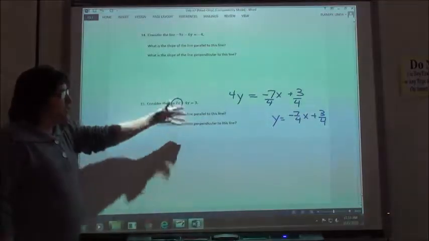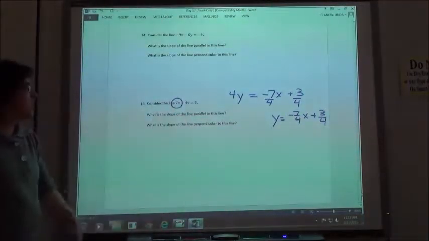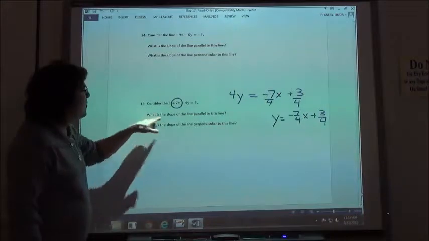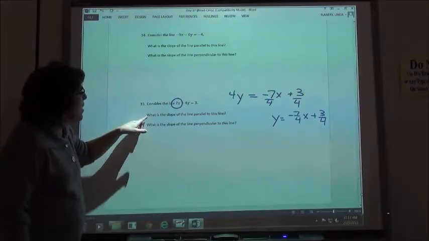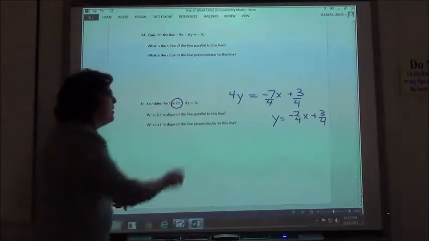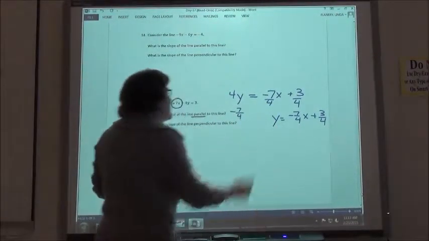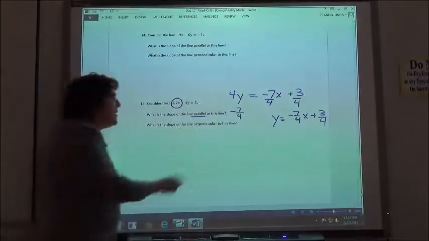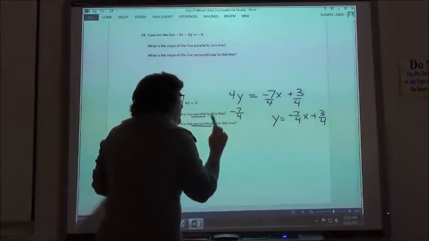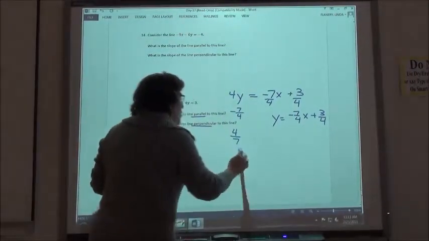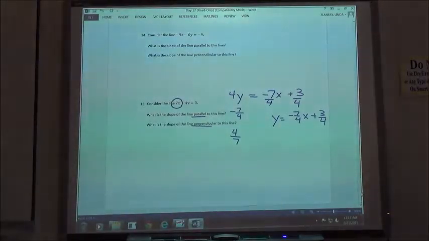Watch to see if they switch these around, because I believe sometimes they do. I didn't when I typed up my paper, but sometimes I think they switch them. What is the slope of the parallel? Parallel should have the same slope, so it's the -7/4. What is the slope of the perpendicular? Since this is negative, this will be positive and be the reciprocal, so positive 4/7. And that is the end there of homework day 17.